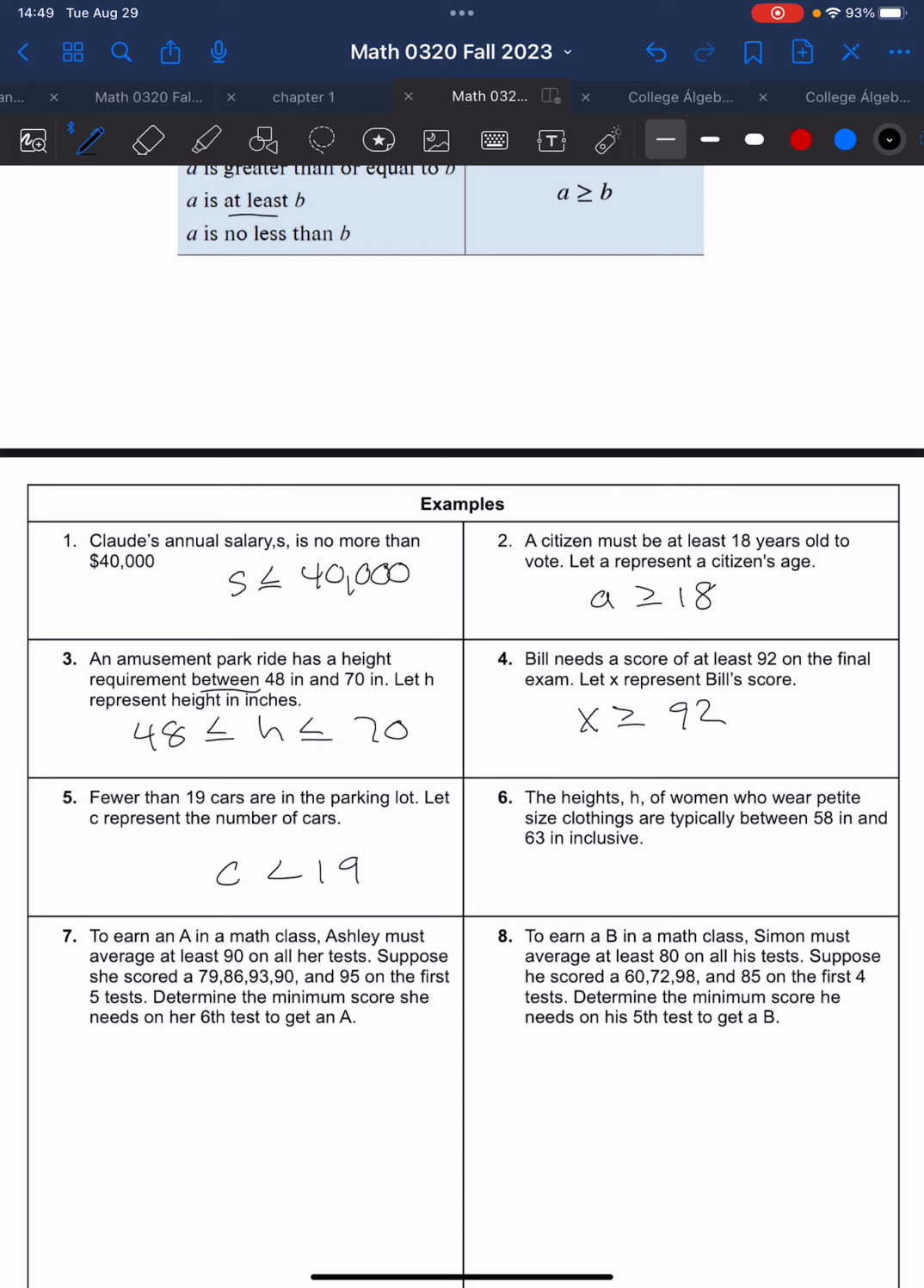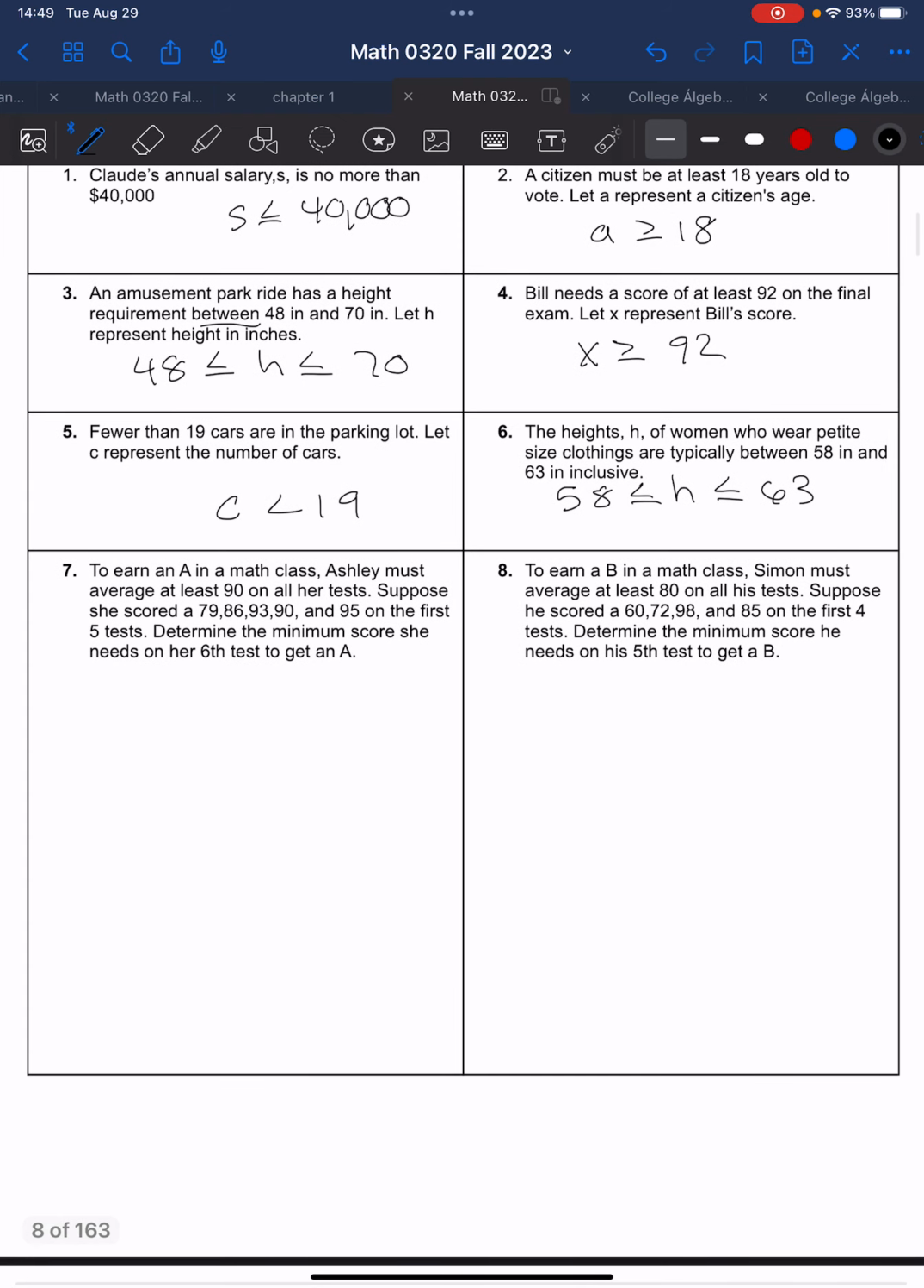Number 6, the heights of a woman who wears petite size clothing are typically between 58 inches and 63 inches inclusive. Inclusive tells us that we can include those heights, and that between tells us that we are using less than symbols. So we have 58 less than or equal to H, less than or equal to 63. So notice in examples 1 through 6, all we had to do was set up the problem.